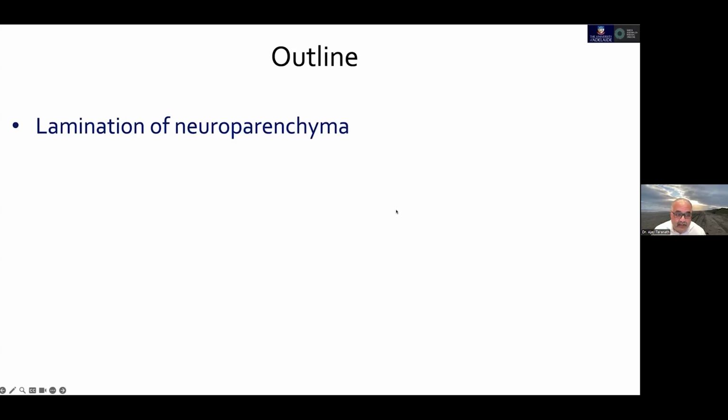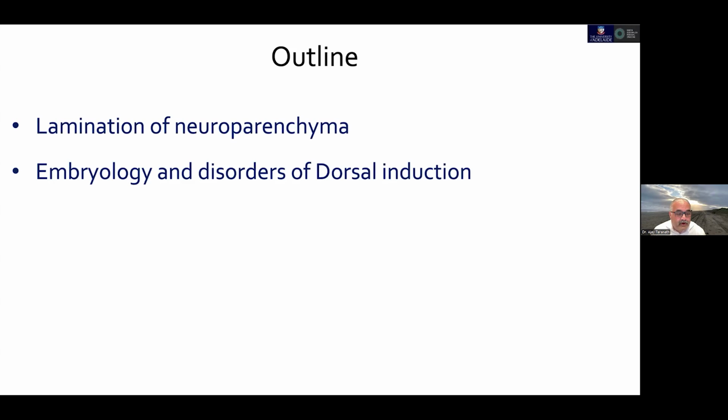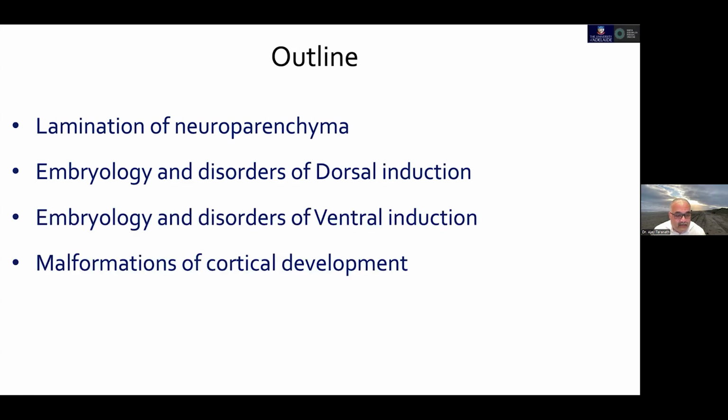So I'll start off with lamination of the neuroparenchyma. Ever so thankful to Camilo for putting that picture up, made my life easy. Embryology and disorders of dorsal induction, of ventral induction, malformations of cortical development, and then classic commissural agenesis.